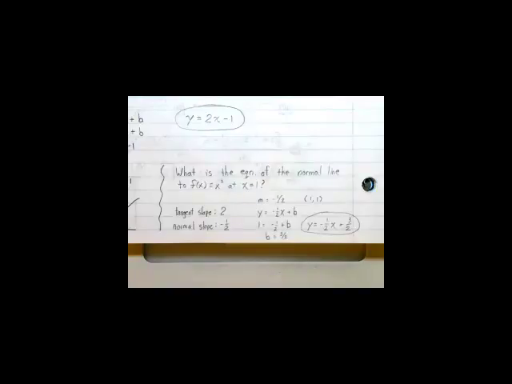All right. Any questions about any of this stuff, guys? Yeah? How did I get the 3/2? I have to add 1/2 to the other side, though.